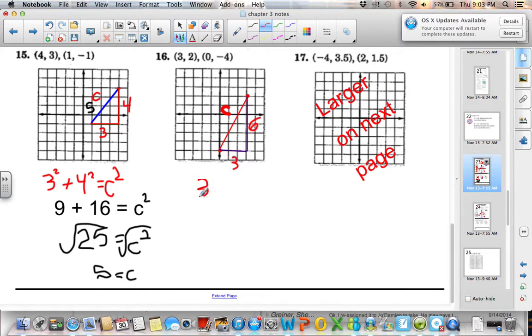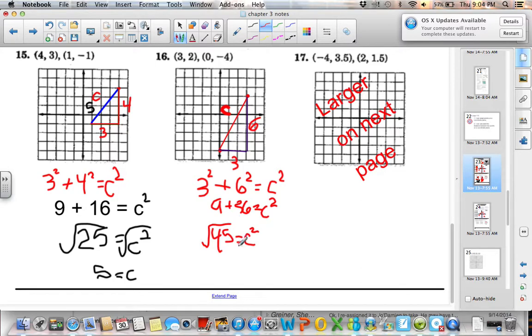Okay, so we solve then, because again, we're not told what the hypotenuse is, so that's our C. We have 3 squared plus 6 squared equals C squared. So we have 9 plus 36 equals C squared. 36 plus 9 is 45 equals C squared. Then we take the square root of both.